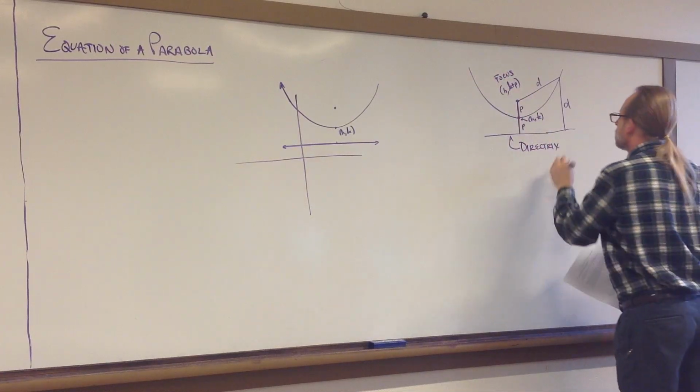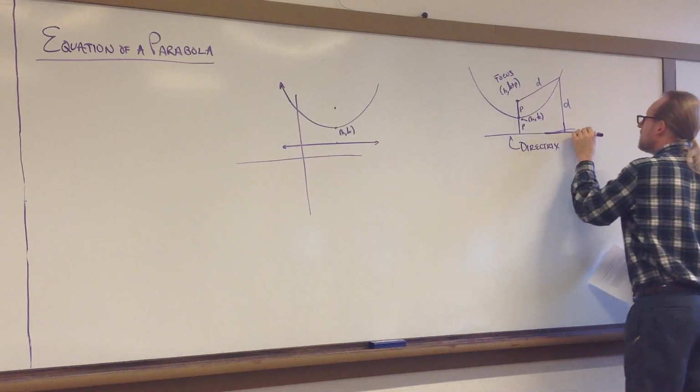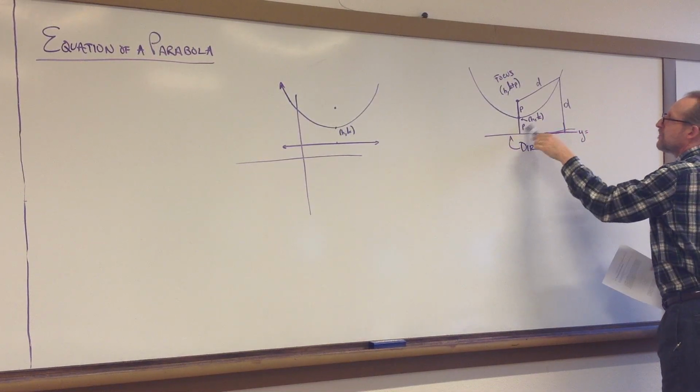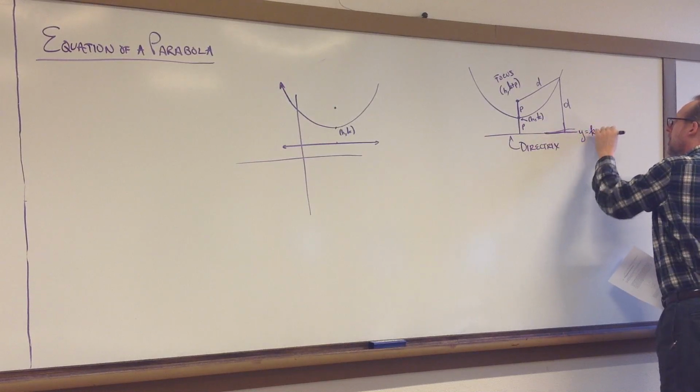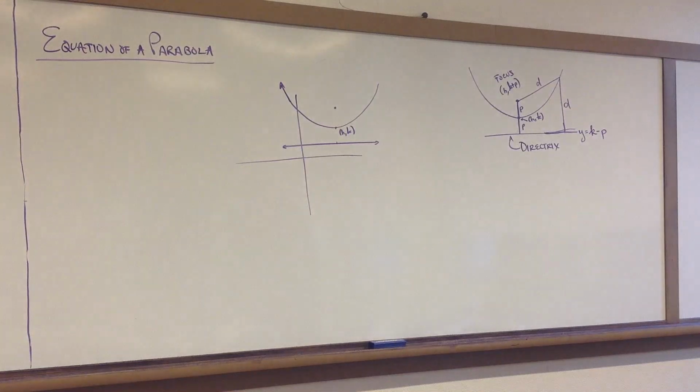This point right here is the focus. Down here we have the directrix. This is a line, so it's a horizontal line in the form y equals, and in this case it'll be y equals k minus p.